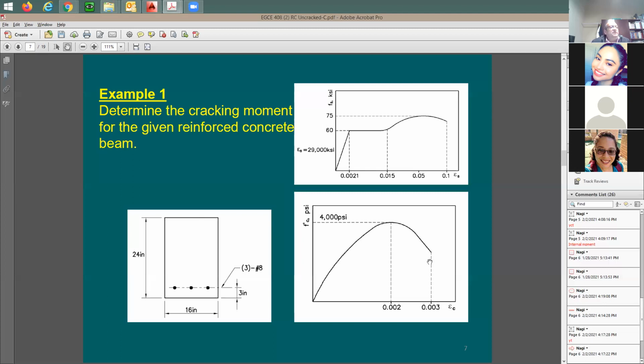And here is a compression stress-strain relationship. Maximum stress is 4,000 psi, and this is what I care about. So this information is not really needed. The 3 number 8 is not needed. The 3 inch is not needed. All I care about is 16 inch by 24 inch and 4,000 psi concrete. And the ask here is about the cracking moment. What's the cracking moment by definition? You can say cracking moment is the moment at which the stress on the tension side, at the bottom of the beam, is approaching 7.5 square root of f prime c.